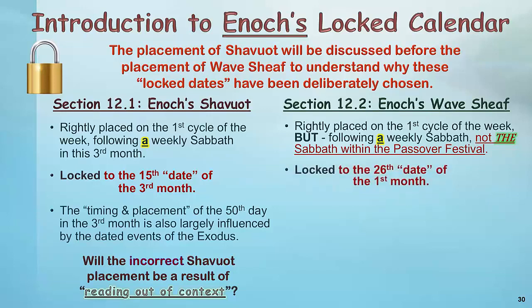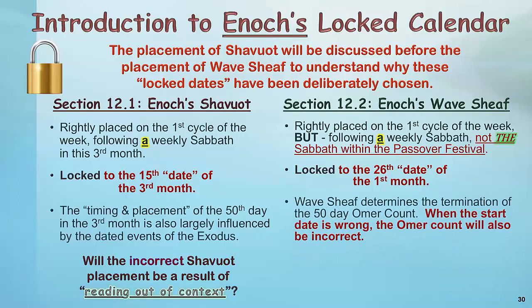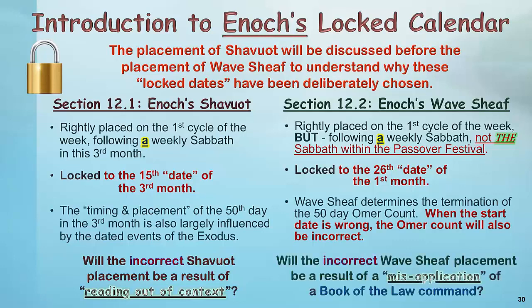Enoch's wave sheaf is locked to the 26th date of the first month. And his wave sheaf determines the termination of the 50-day Omer count. When the start date is wrong, the Omer count will also be incorrect. Will the incorrect wave sheaf placement be a result of a misapplication of a Book of the Law command? A misapplication. We need to look for that.